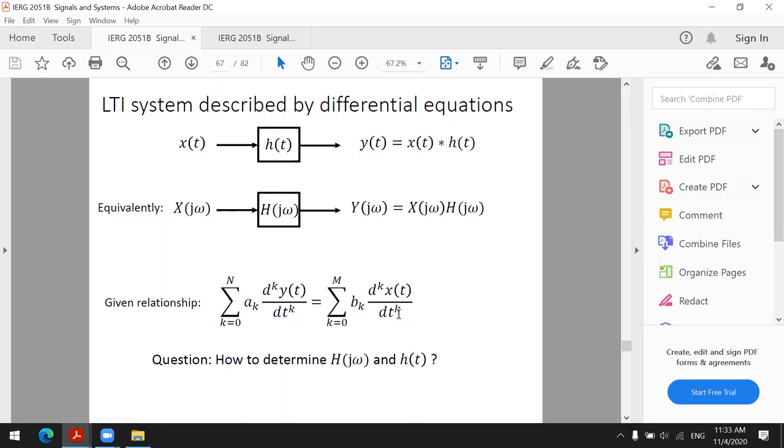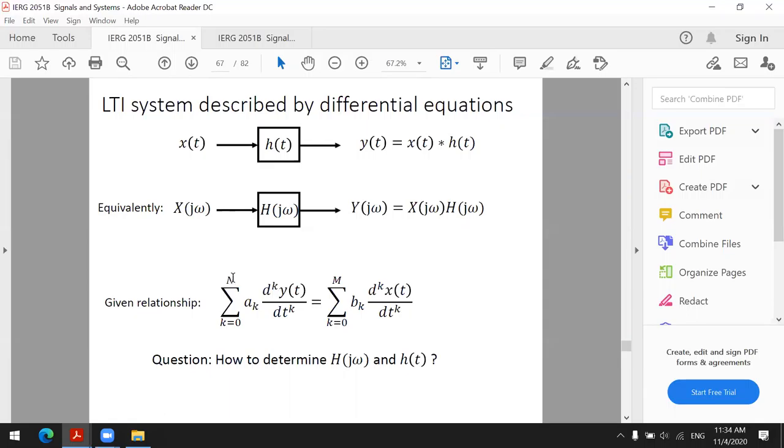If k equals two, it's the second order derivative. And for each kth order derivative, we multiply it by a constant coefficient b_k. On the right-hand side, we add up those different orders of differentiations of x from k equals zero to M, so up to the capital M order derivative. On the left, we do the same operation for the output y of t, up to the nth order derivative.